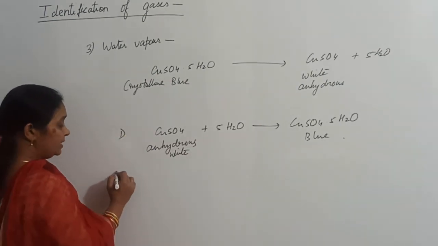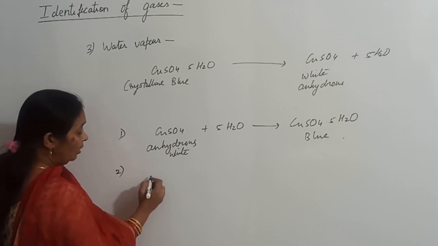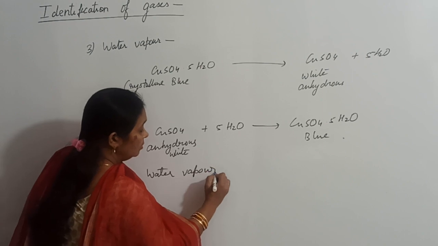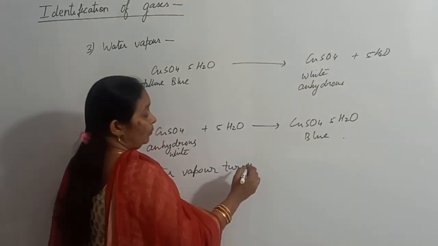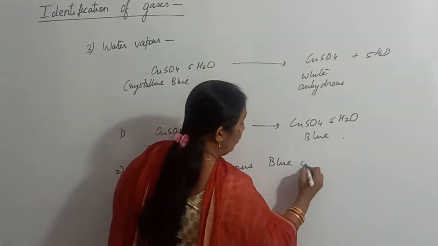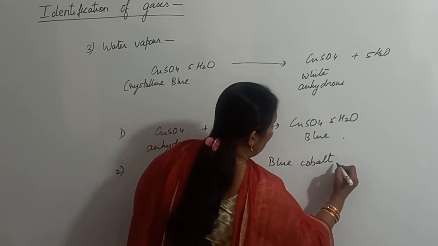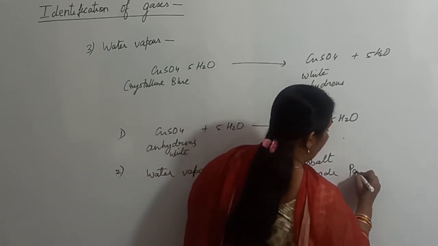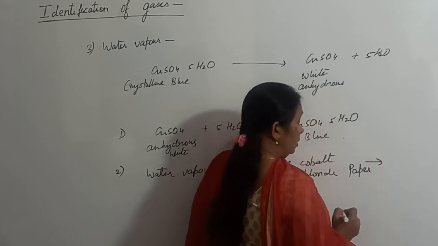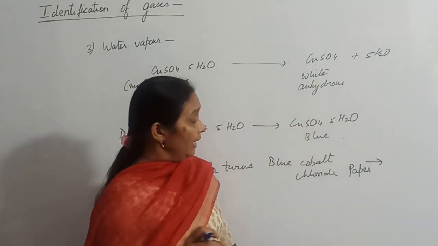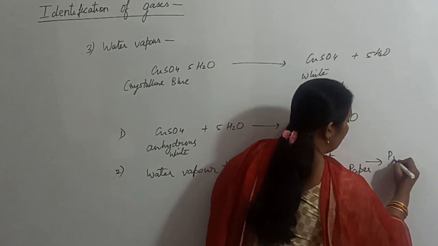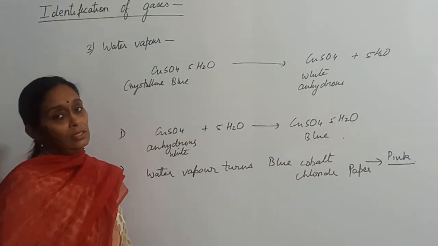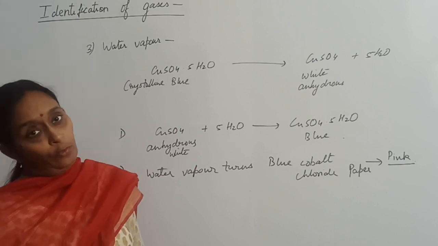Another test for water vapor is blue cobalt chloride paper. If you have paper dipped in cobalt chloride, it will turn pink if you bring it in contact with water vapor. So these are the two tests which you can perform for water vapor.